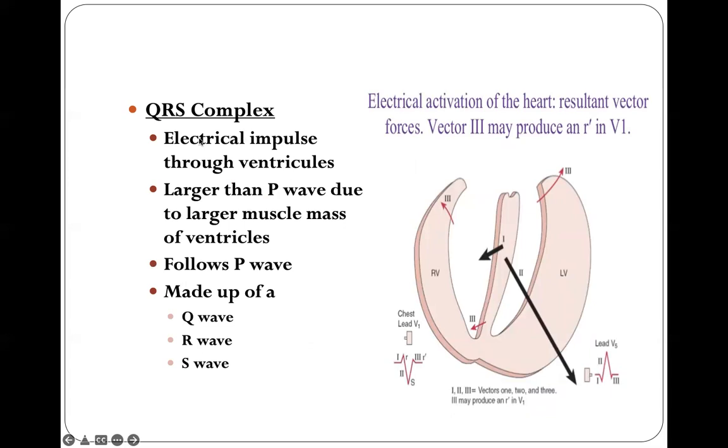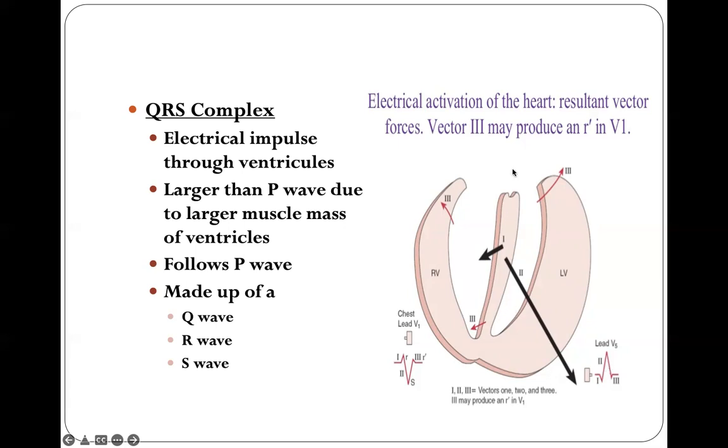Okay. What is the electrical basis for development of Q, R, and S? As you know, the QRS complex represents electrical impulse passing through the ventricle. It is larger in amplitude than the P wave due to the larger muscle mass of the ventricle. QRS always follows the P wave and is made of a Q wave, R wave, and S wave. If you look here, for example, at lead V5, which is one of the leads that contains the Q, R, and S, we can understand these waves from here.